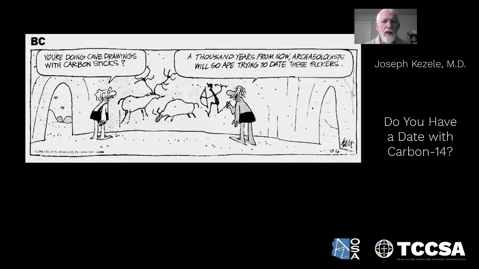So you're doing cave drawings with carbon sticks. 1,000 years from now, archaeologists will go ape trying to date these suckers.